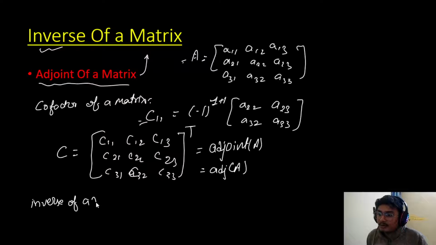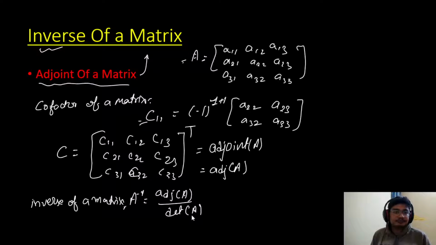the inverse of a matrix, that is A raised to the power minus 1, is nothing but the adjoint of A upon determinant of A. Okay, adjoint of A divided by determinant of A. This will give us the inverse matrix.